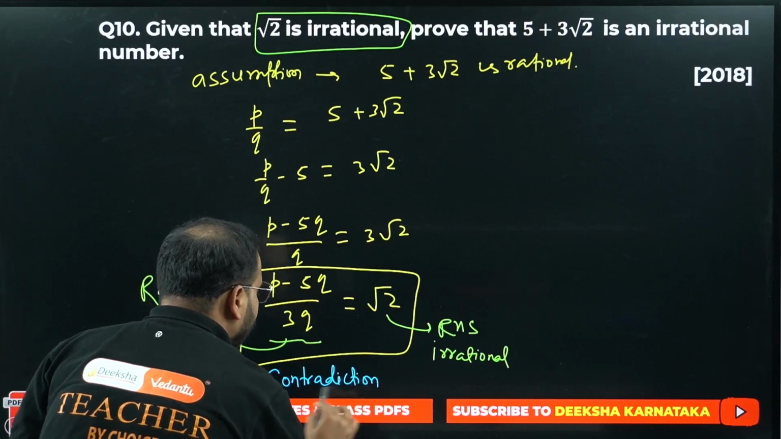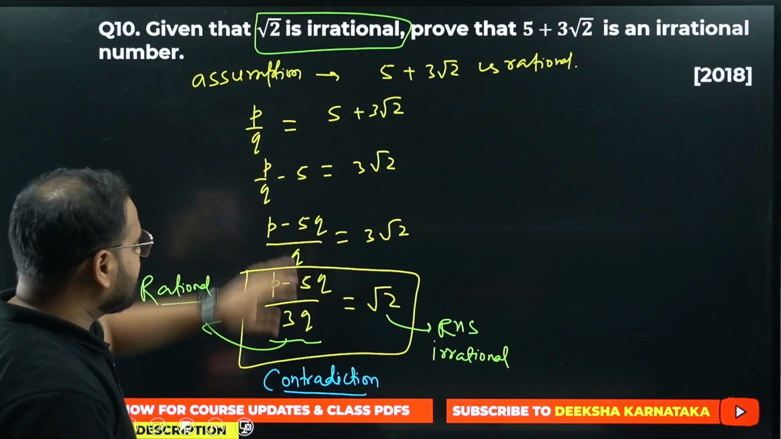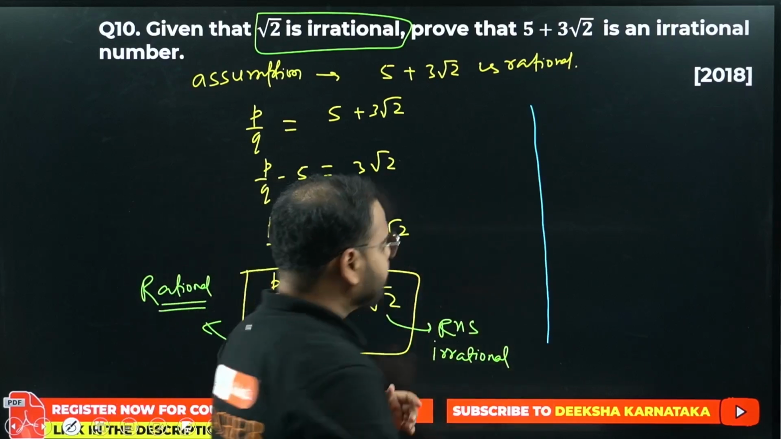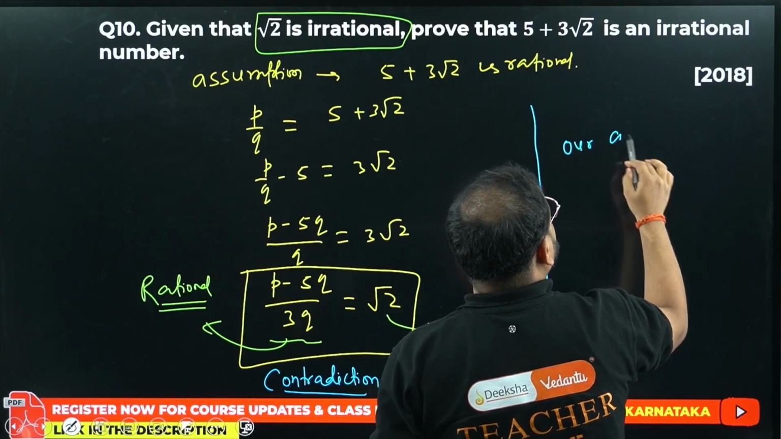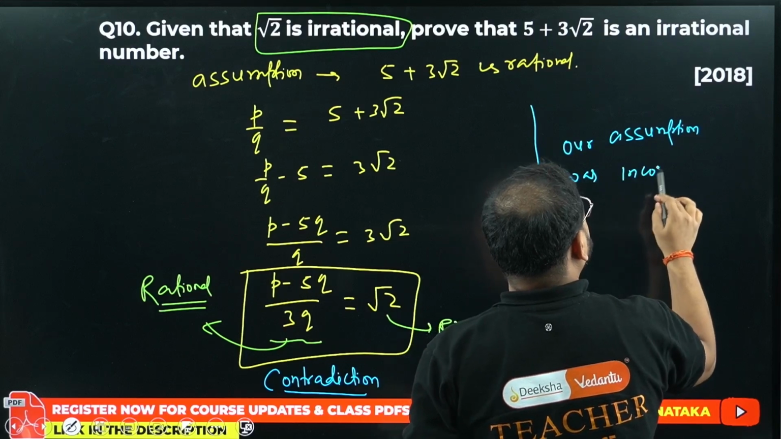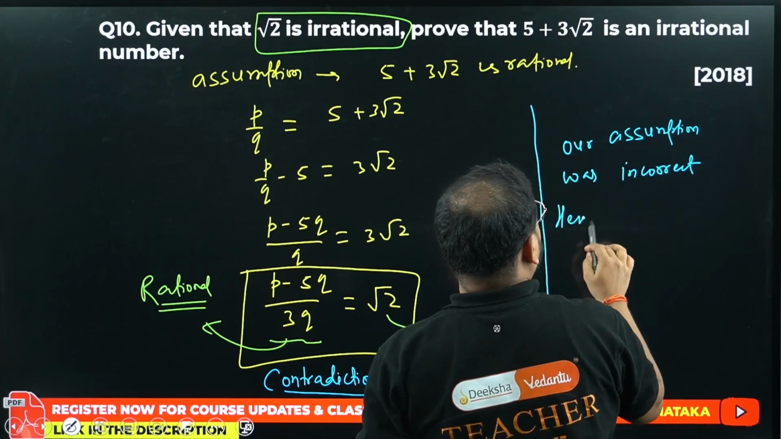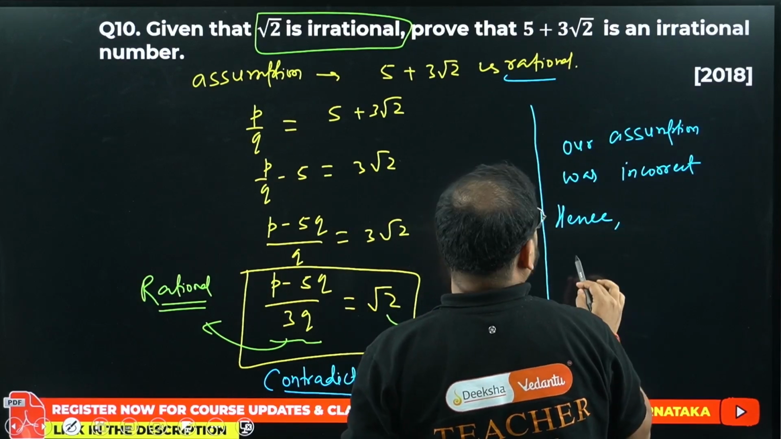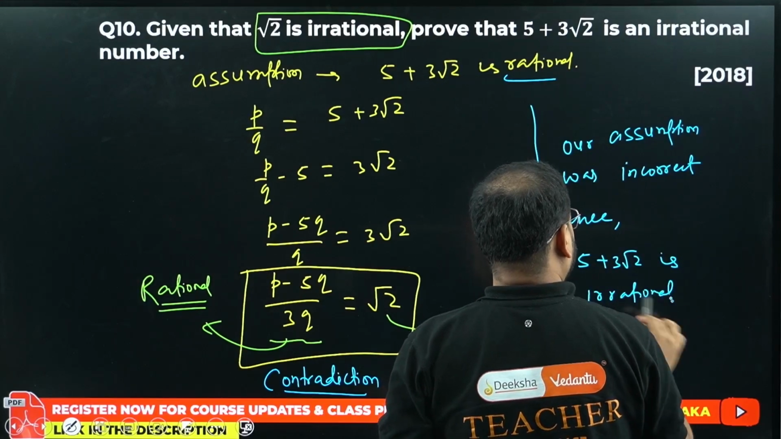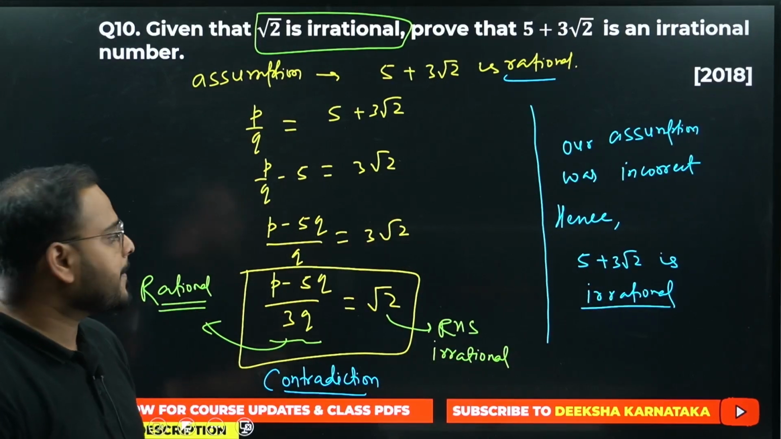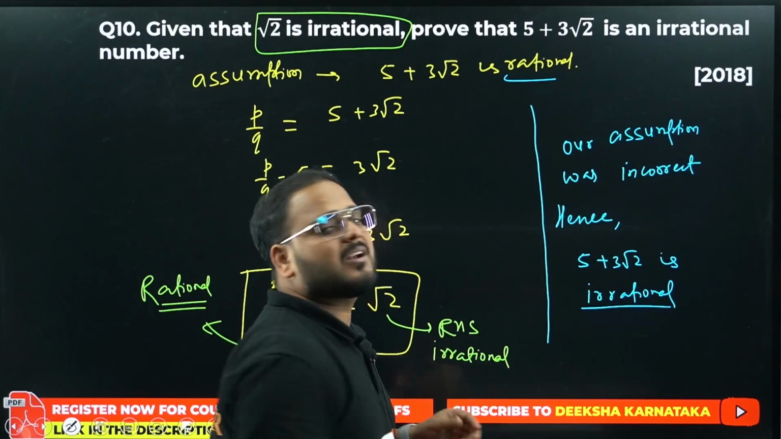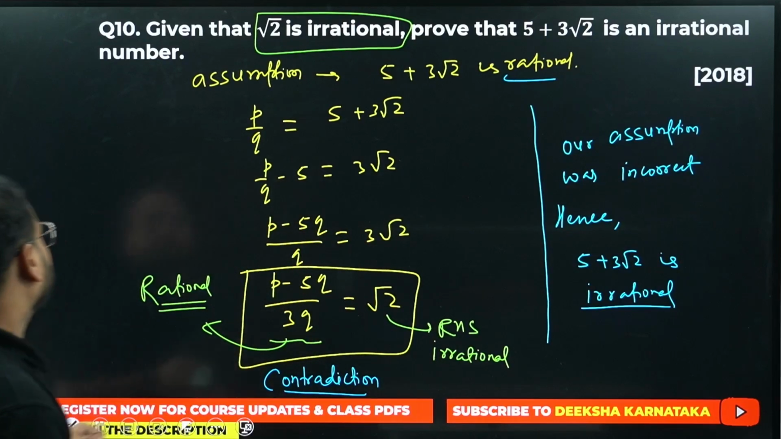And we got this contradiction because of our assumption. Since this is giving an incorrect statement, I can say our assumption was incorrect. What did we assume? We assumed it to be rational. Hence, 5 plus 3 root 2 is irrational. Because of the contradiction, our assumption becomes incorrect. Hence, the given number is nothing but an irrational number. So question number 10 is done.